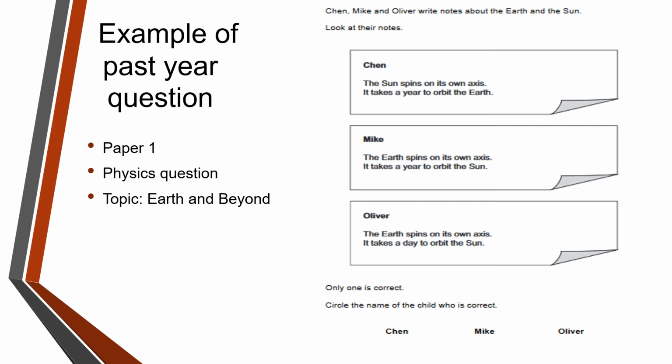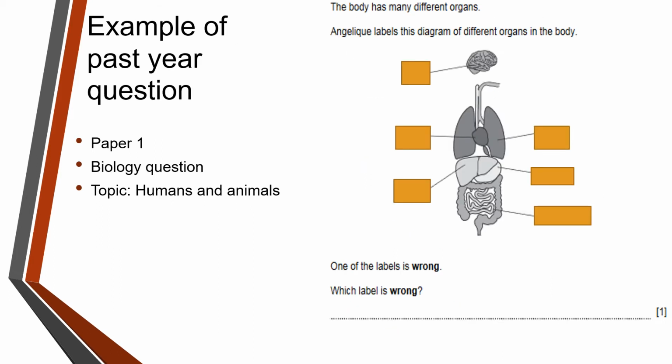Now, we have to compare between Mike and Oliver. It takes a year to orbit the sun, which is 365 days. For Oliver, it takes a day to orbit the sun. So obviously the answer here is Mike, who wrote it takes a year to orbit the sun. So you circle the correct answer. Next question.